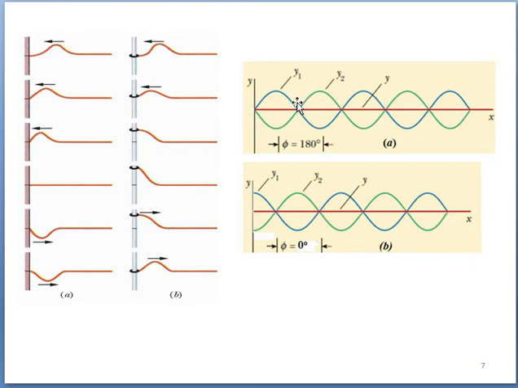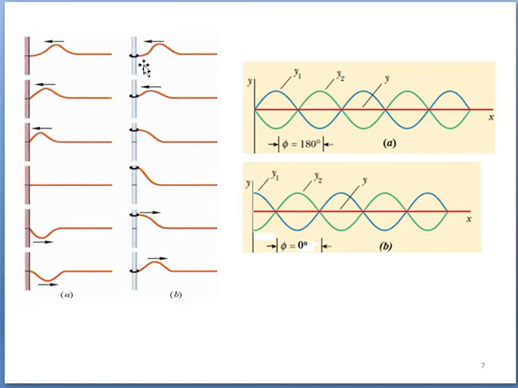So what happens at this location, this is a snapshot at a particular time, which gives rise to a completely destructive interference. And at this point, there will always be a node at the fixed end.